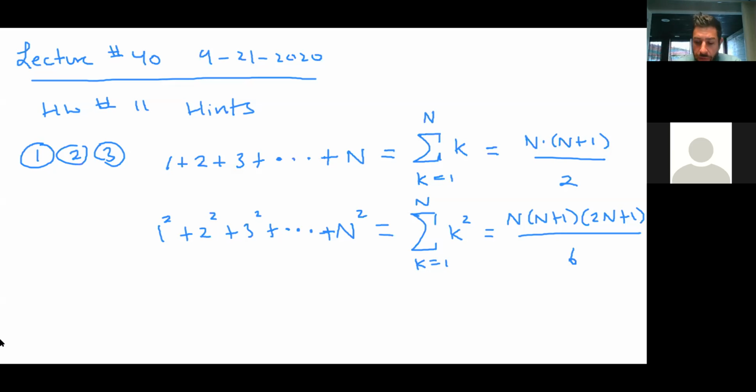Now, the formula for the second one is a little more complicated to derive, but you can absolutely do it. I'm just not going to spend class time doing it. You can trust me, or you can go derive it on your own. You can go to the internet and check it out. There's lots of different ways you can derive that formula.